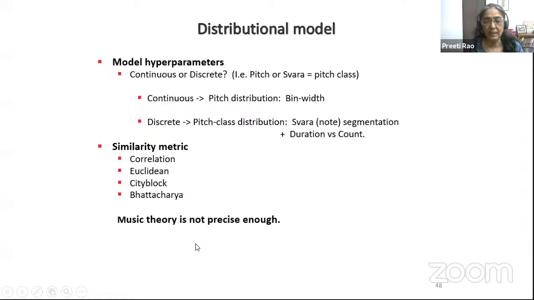Now, it turns out music theory is not very helpful in these decisions because music theory is not very precise. So it's not that you can read the theory and decide what bin width you want to use or what measure you want to use. So what we do is we do it from data. We use labeled examples to learn some of these parameters, hyperparameters, and type of metric and so on.